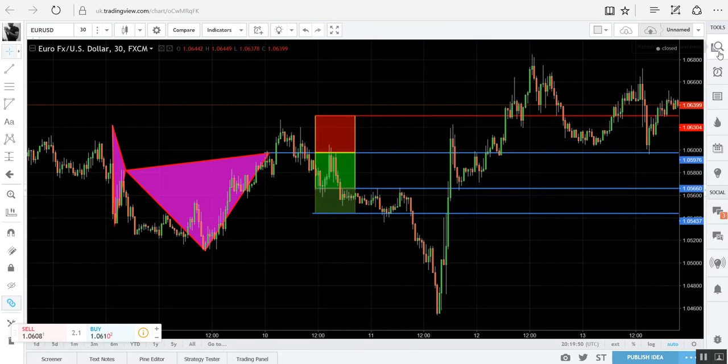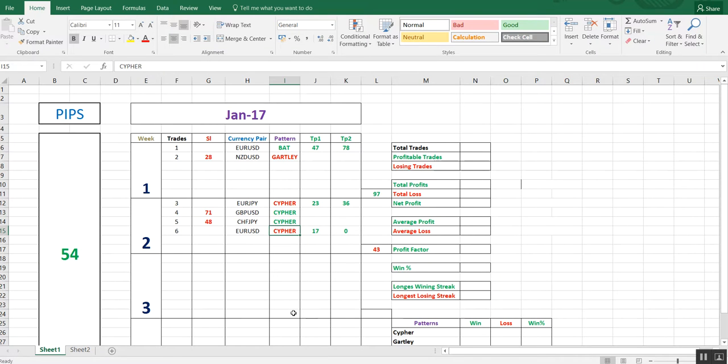So it wasn't a great week, but at the end of the day, it wasn't a bad week. We've had to get 43 pips back from the market. Like I said, I'm not going to start feeling all of this until after the first month of trading. So as you can see, we're just on 54 pips in the first month of trading of 2017. So we'll see how that is going to pan out.